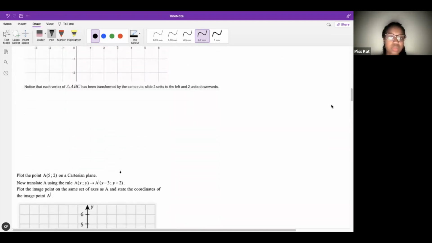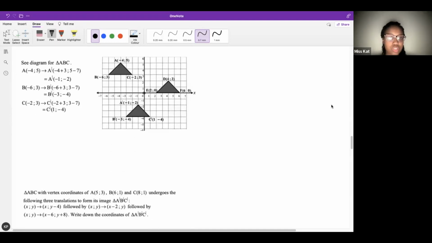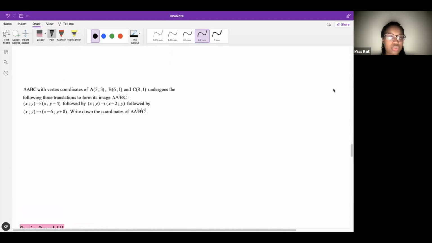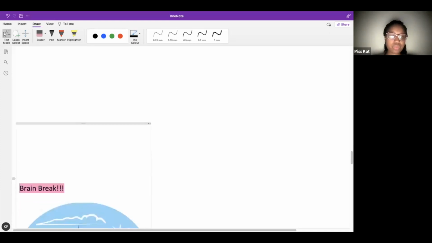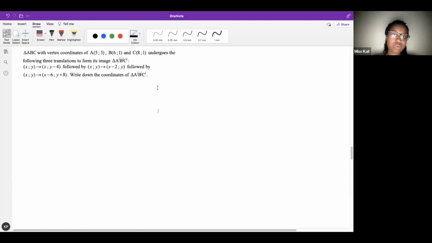Okay, this is an example of a shape that's been moved. And I want us to do one ourselves. Move down. Okay. So now we're going to see how it works when we have a whole shape. Okay. So now we have this information.